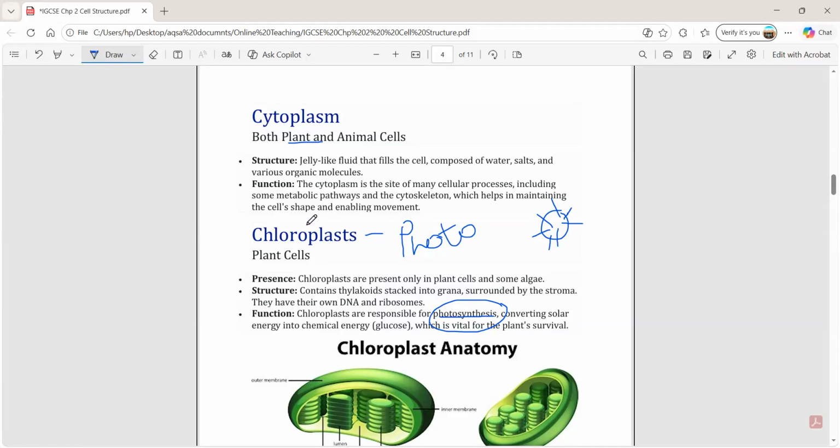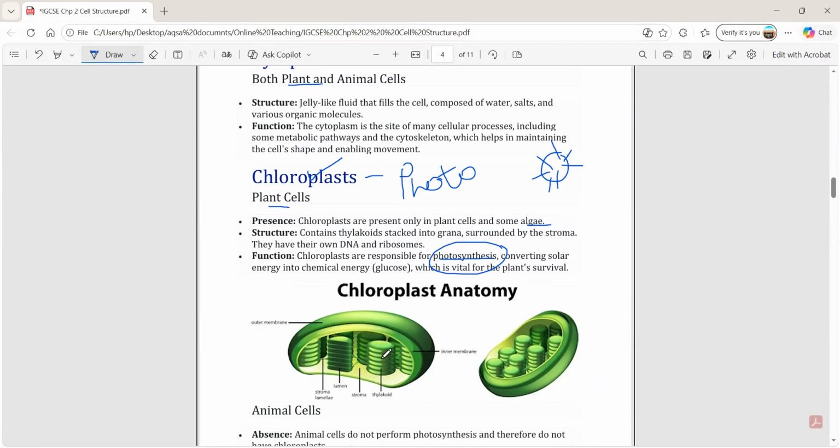Because they have the specific structure, the specific organelle, which we call the chloroplast. It is present in the plant cell, but it is also present in some algae. Algae also have chloroplasts. It means if they have chloroplasts, they are also able to do photosynthesis. But the chloroplast contains this sac-like structure. You can see this sac-like structure. What do we call them?